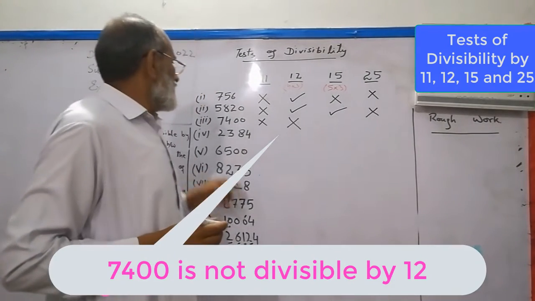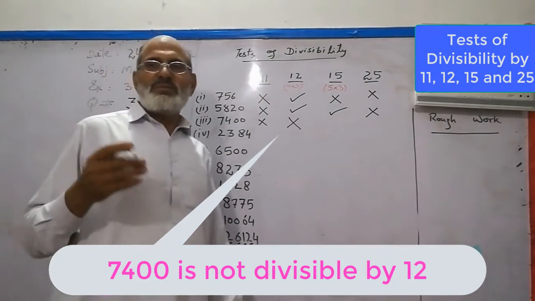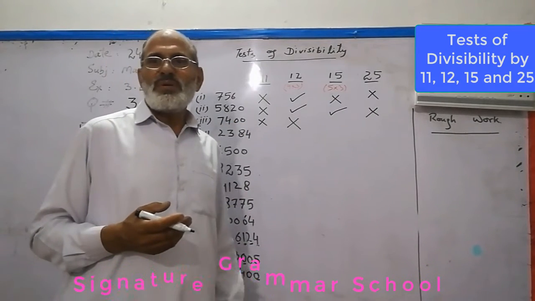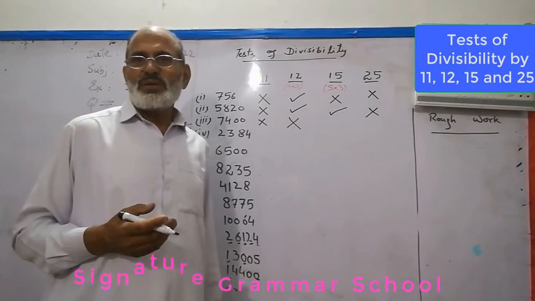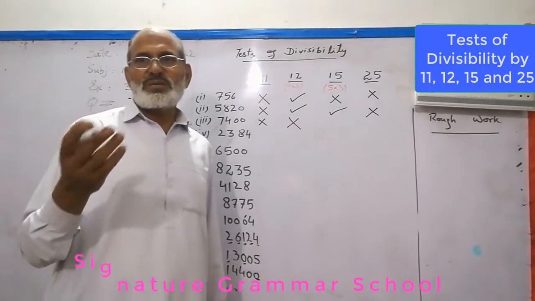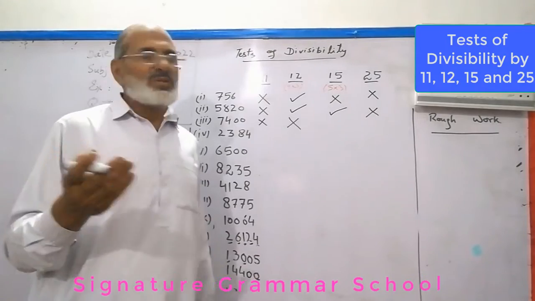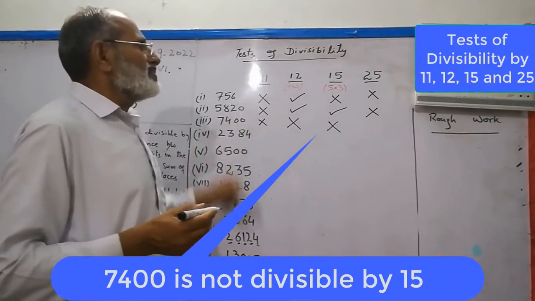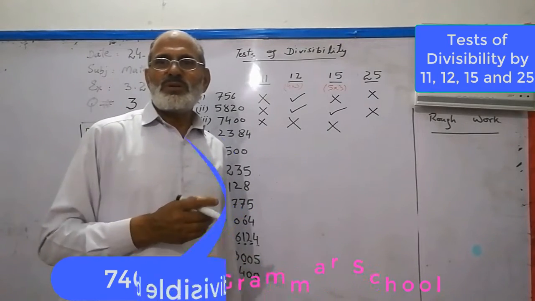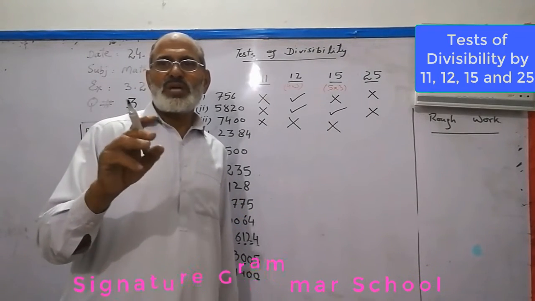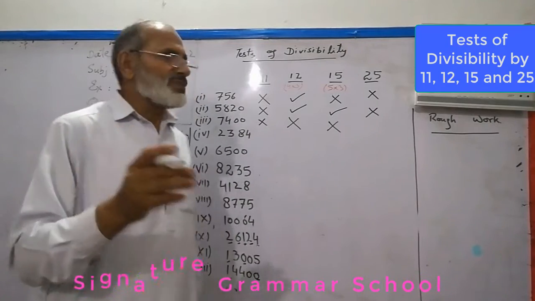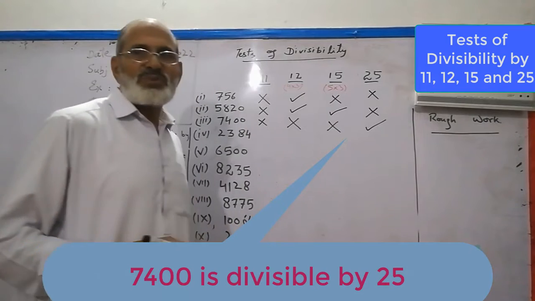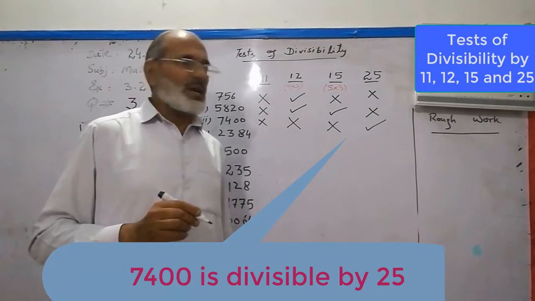For 15, the value must be divisible by 5 and by 3. Though this value is divisible by 5, it's not divisible by 3. The one condition is met, the second condition is not met. Therefore, I put here a cross. For 25, any value having 0 at unit place, 0 at 10 place, meaning 2 zeros at the last, that value is divisible by 25. Therefore, the 7,400 is divisible by 25, and I put here a tick mark.